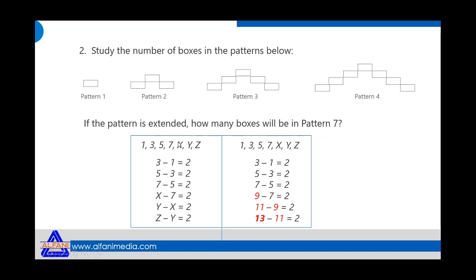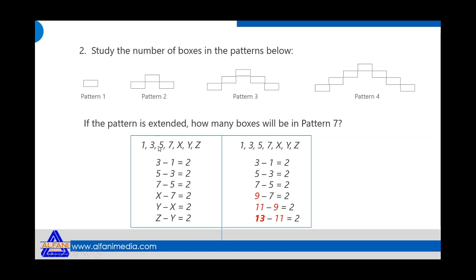All right, now pattern 5, I don't know the number of boxes, so I indicate that with X. Pattern 6 also, I don't know the number of boxes, I indicate that with Y. And then pattern 7, I don't know the number of boxes, so I indicate that with Z. All right, now I've represented all these boxes with numbers here.